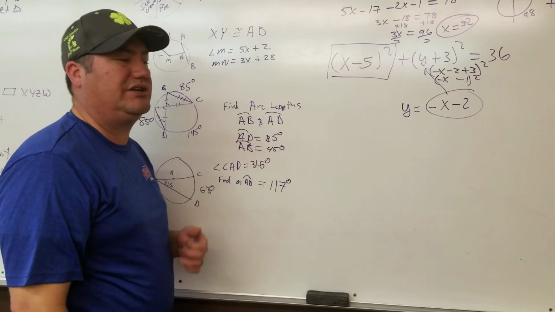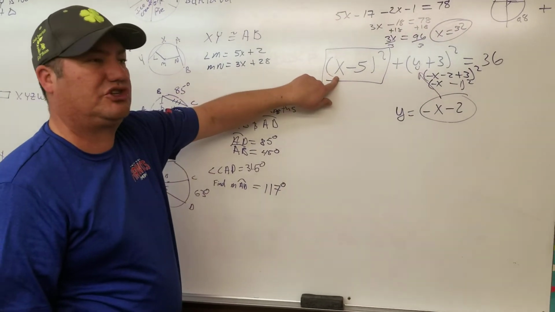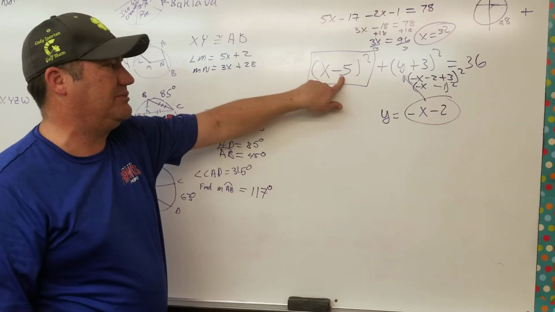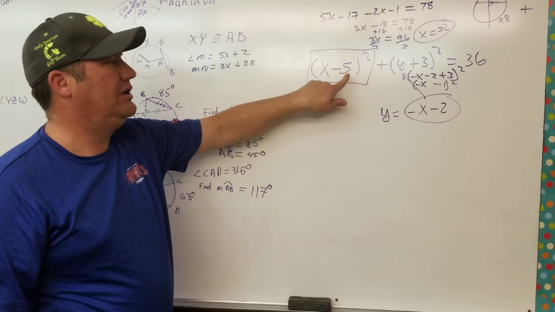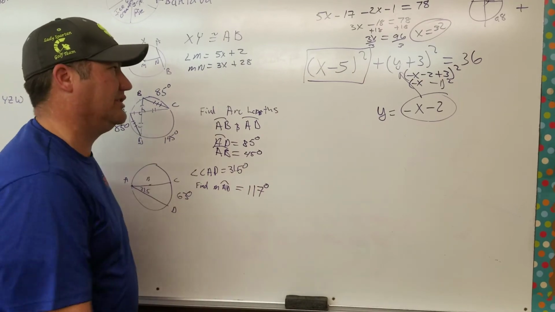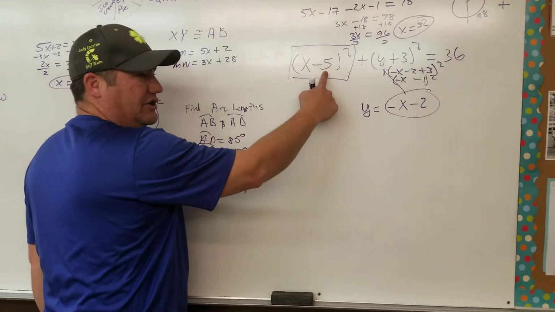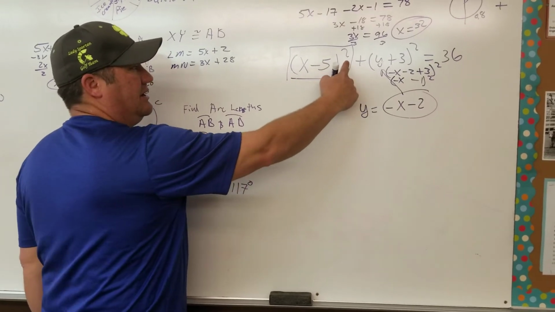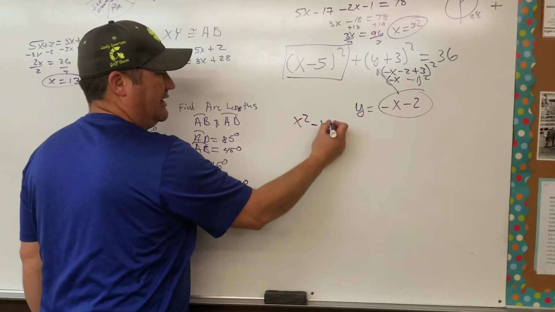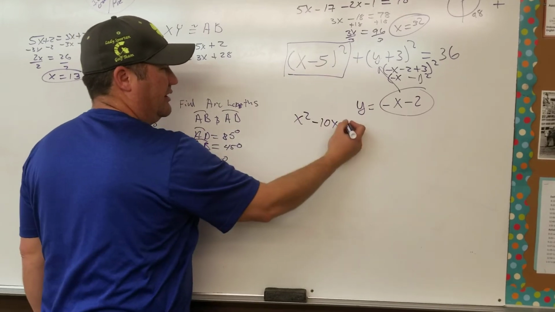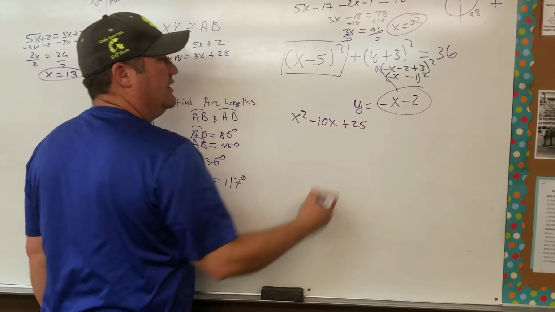Now there's a quicker way to do that I've already taught you, which is first term squared, first term times second term, times 2, last term squared. That's what I'm going to do. So first term squared, x squared. First term times second term, that's negative 5x. Doubled is negative 10x. Last term squared, plus 25.